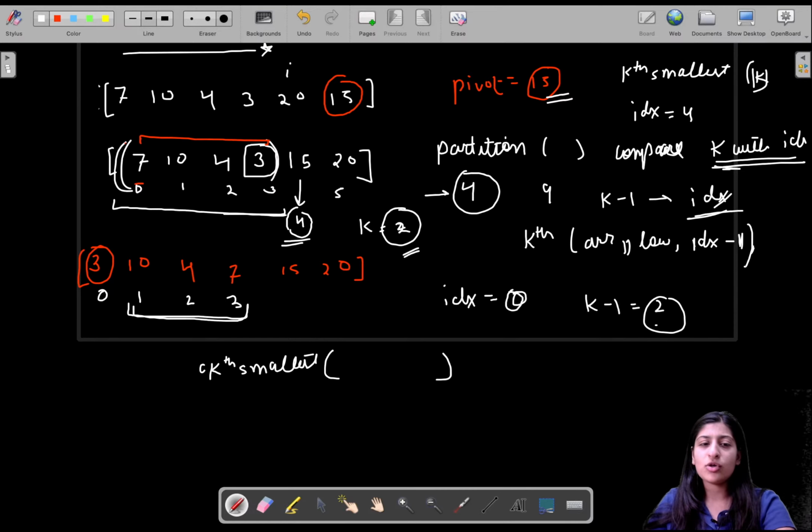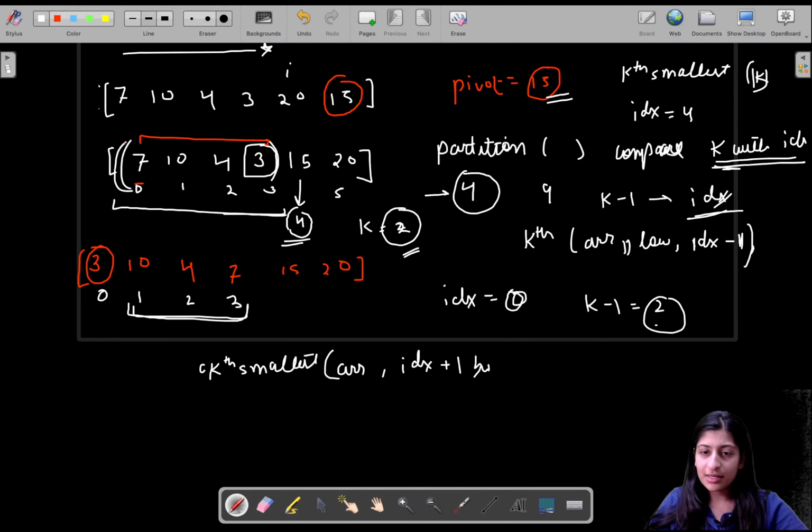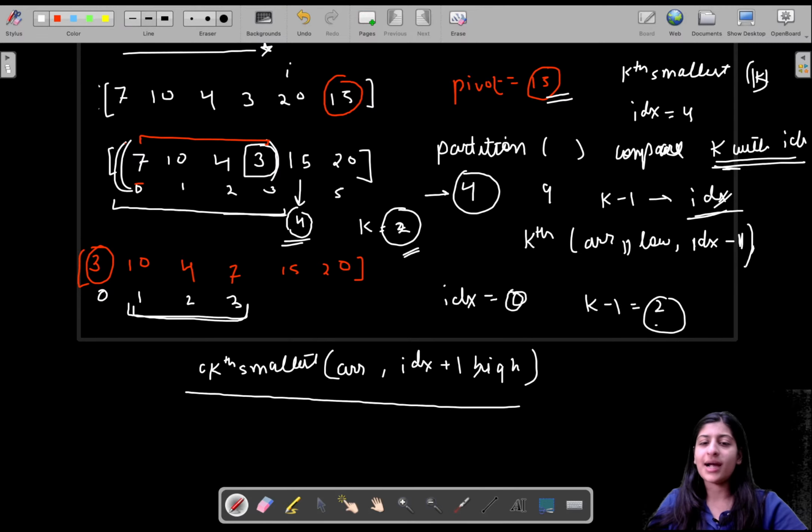And now in this case, your low index will be idx, same arr will be passed. Your low this time will be idx plus 1. Idx was the position where your pivot element is present after the partitioning. So idx plus 1, and high will be what? Earlier also the high was this, so now also high will be the same. This is how your function will look for the next iteration.